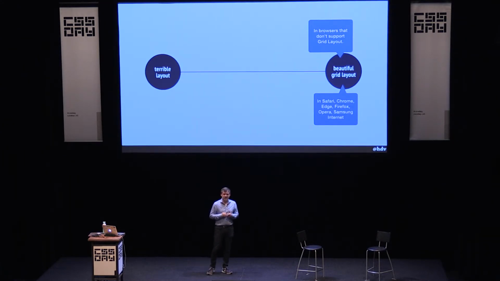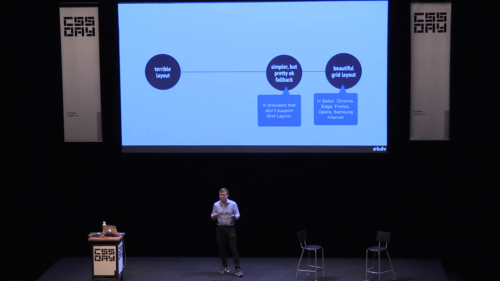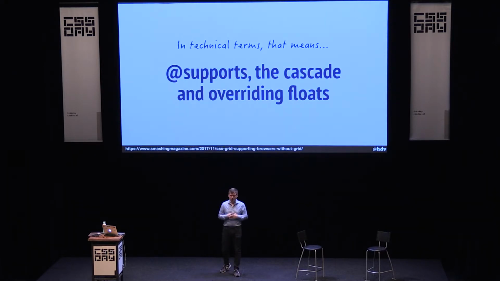So my recommendation, and this is based on being very practical about it, is to have a simple but pretty okay fallback. So browsers that don't support grid layout, you'll give them a fallback, and that will look different. Now, the ways to do fallbacks, you can look up online, but I'll explain them quickly. So you can use @supports, the cascade, and also override floats.